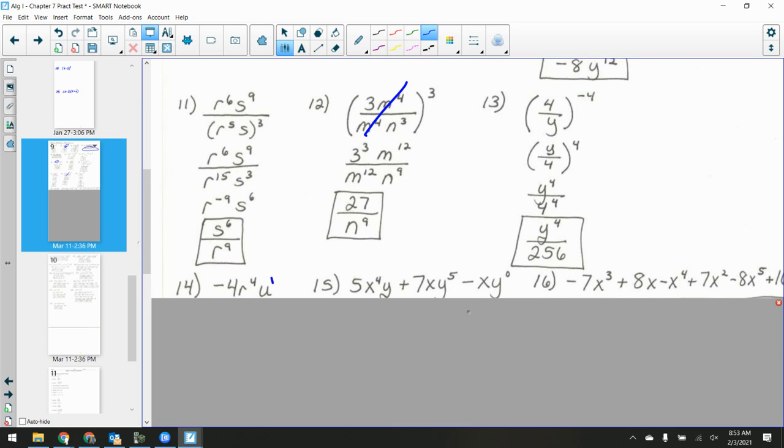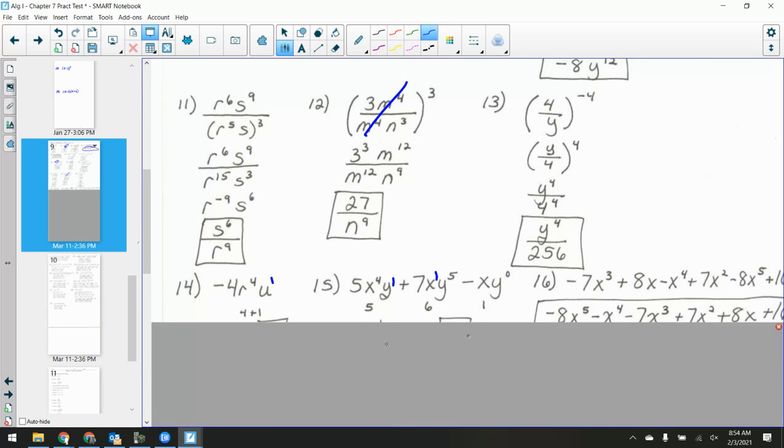What did you get for the degree for 15? What'd you say? It's not 5, it's 6. See, this is another one there. You've got to add up the exponents for the powers. The degree for the first term is going to be 5. The degree for the second term is going to be 6. The degree for the third term is going to be 1. So therefore, the highest one is going to be 6.